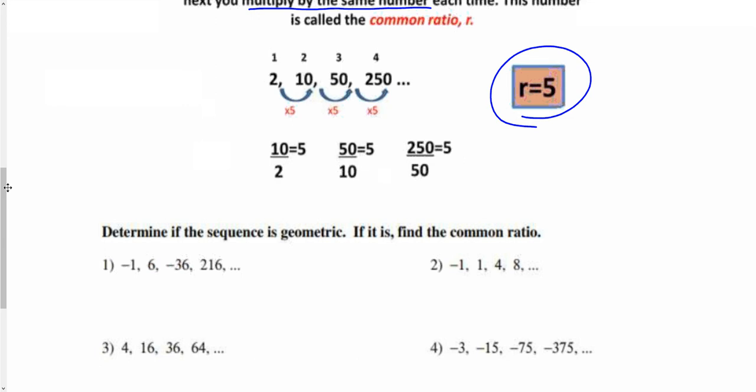Okay, so what I was saying was it's the same pattern as before. You have to put the right one on top of the left one. So if you notice this first pair right here, the first and the second term, you put the right one on top of the left one and you divide them and it gives you 5. And you scoot over and try the next two. 50 divided by 10 still gives you 5. And then 250 divided by 50 still gives you 5. So since it gives you 5 throughout the entire sequence, that means the common ratio is 5.